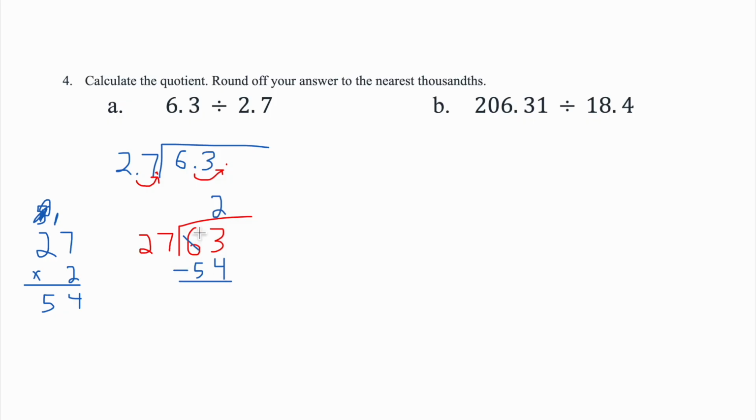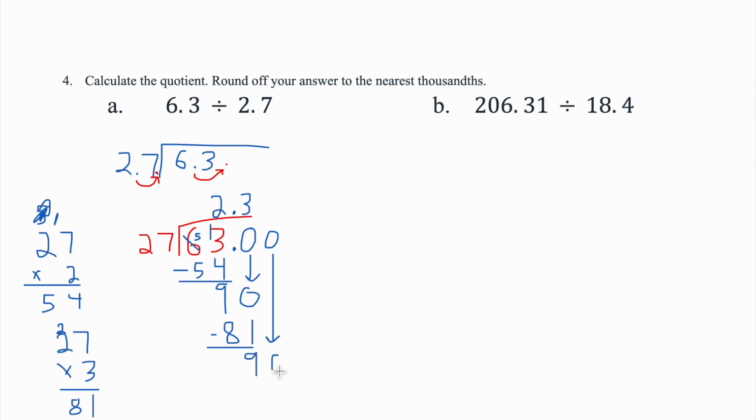63 minus 54, borrow. 13 minus 4 is 9. Now that would be my remainder, but I want decimal. Put my decimal straight up, put a 0 on. Drop that 0 down. I'm guessing this is going to be 3. 27 times 3. 3 times 7 is 21. 3 times 2 is 6, plus 2 is 8. So I get 81. That is below 90. So it's 3 times. 3 times 27 is 81. Subtract, I get 9. Put another 0 here.